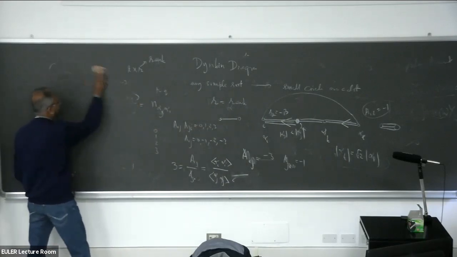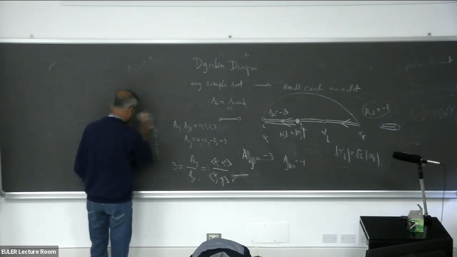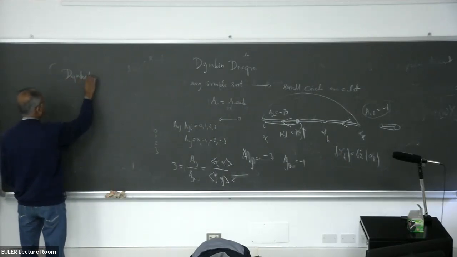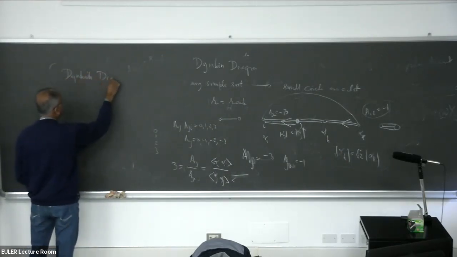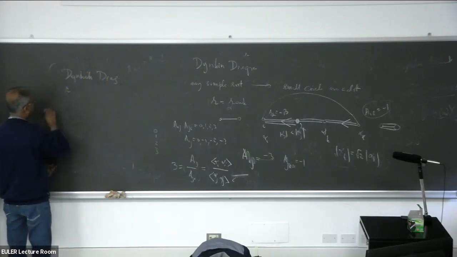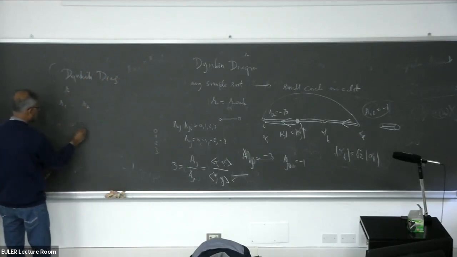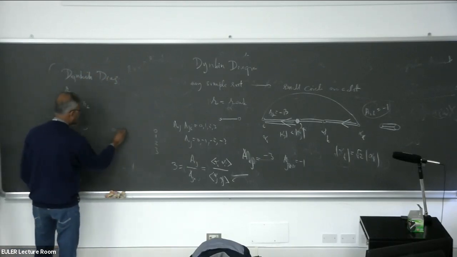Now, the first thing you see is the following. Suppose that I have some Dynkin diagram of rank r, but it splits into r1 and r2 in such a way that you have r1 dots here, and you have r2 dots.